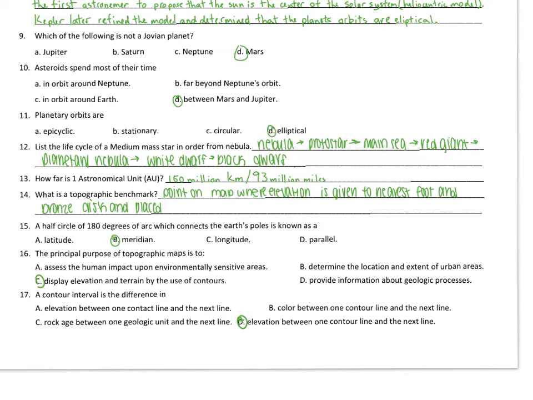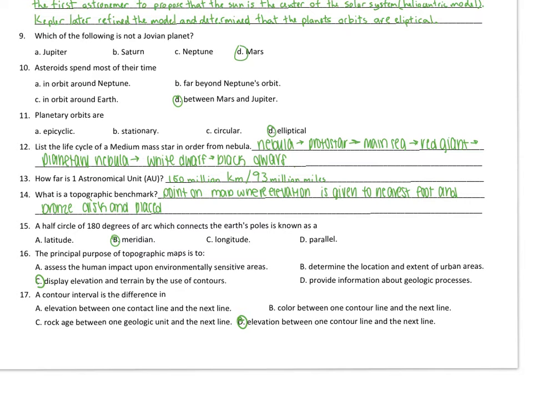Good. How far is 1 astronomical unit? Folks, this is science, so we're going to talk about the metric system. It's 150 million kilometers. Right? Better be million kilometers. 150 million kilometers. Good. And that's the distance, by the way, from the Earth to the Sun.